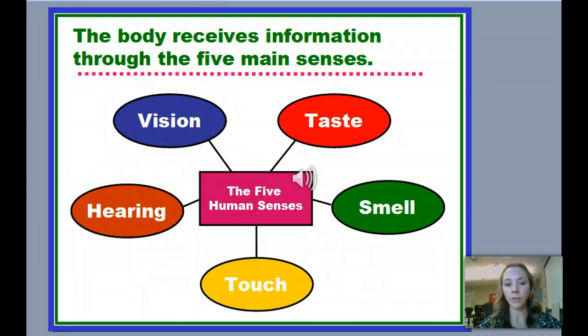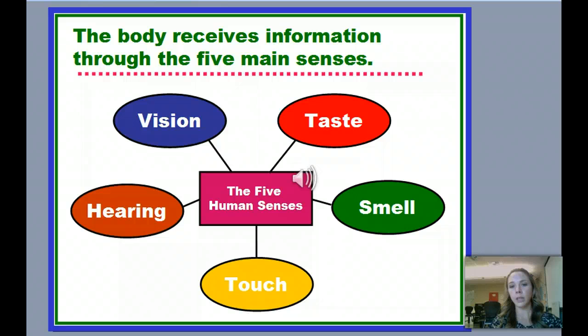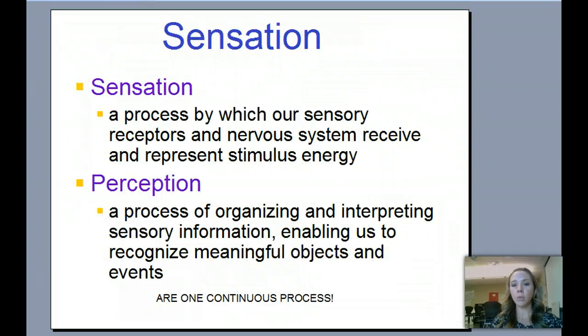All right, so let's start on some definitions. Sensation, I want you to think, is sensing. It's a process by which our sensory receptors and our nervous system receive and represent stimulus energy. I want you to think of a stimulus as any one of these 5 different senses. So stimulus energy can be sight, smell, hearing, anything. There's energy coming into our body and we are sensing it.